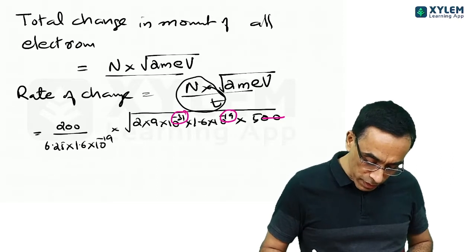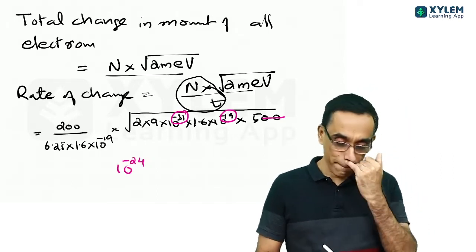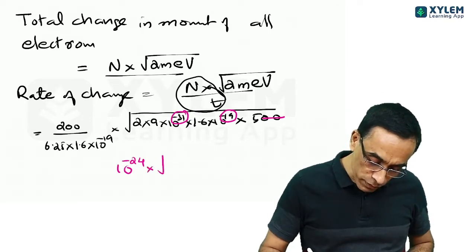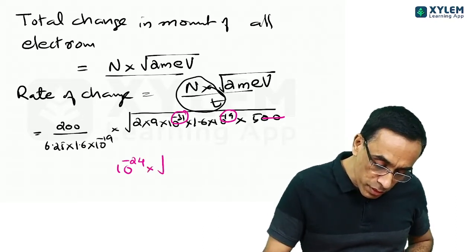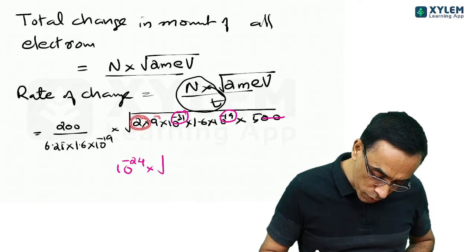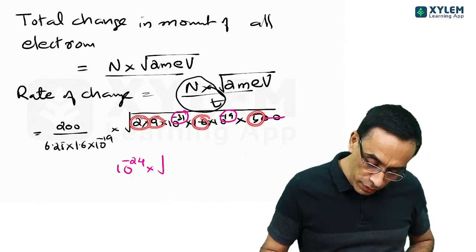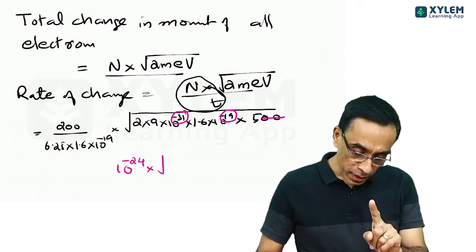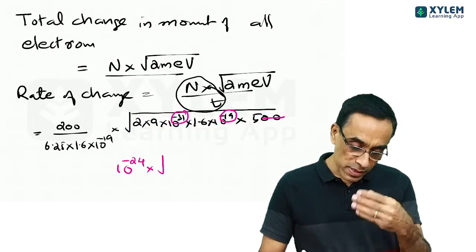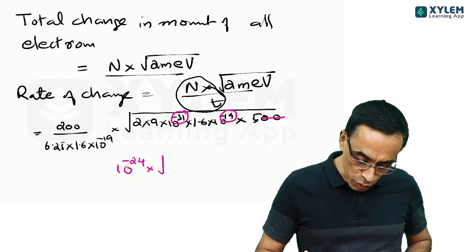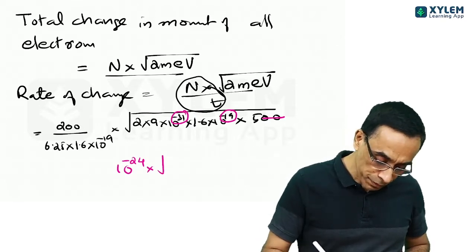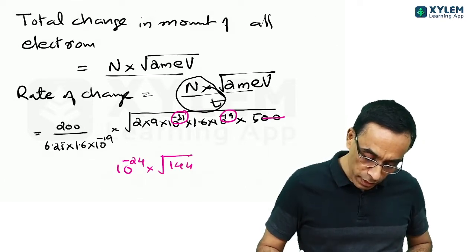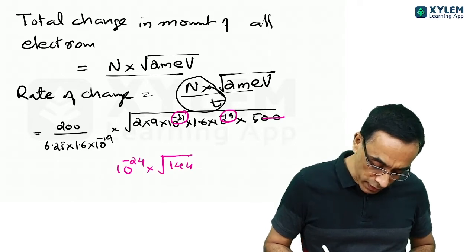Then taking the root, we get 10 raised to minus 24 into root of what is remaining. See what is remaining: 2, 9, 1.6 and 5. 1.6 into 5 will give you 8. 8 into 9, 72. 72 into 2, 144 under the root.